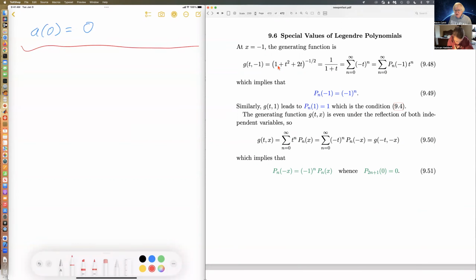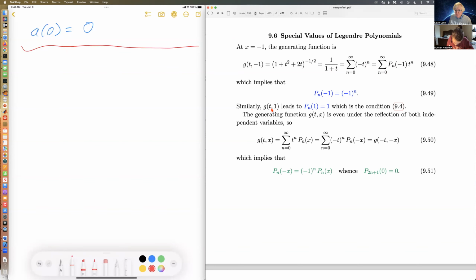G of t and minus 1 is this. That's 1 over 1 plus t. That's just the sum of minus t to the n, again for t within the interval, which only goes from minus 1 to 1. And this then is Pn of minus 1 times t to the n. So obviously then Pn of minus 1 is minus 1 to the n.